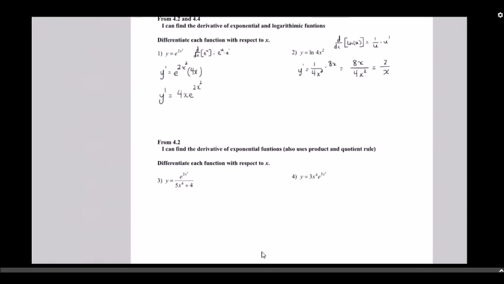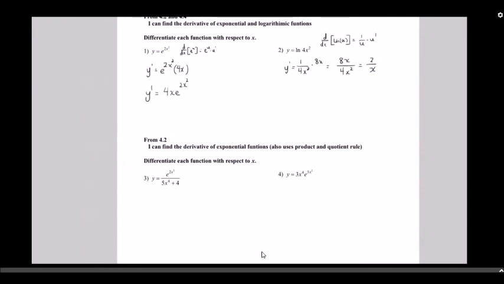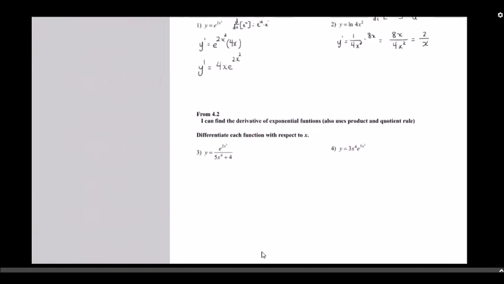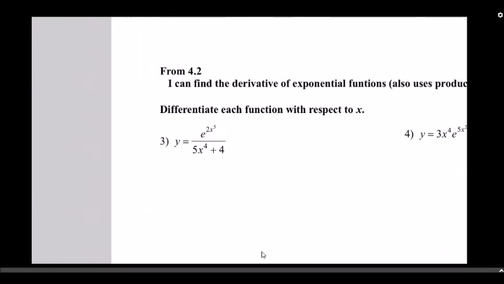Now question 3 and 4 are from section 4.2, so it's using the same idea as this rule here, that the derivative of e to the u is equal to e to the u times u prime. But we're going to incorporate some other rules of derivatives, the product and quotient rule. So for question 3, this is a quotient, so we're going to use the quotient rule, obviously.